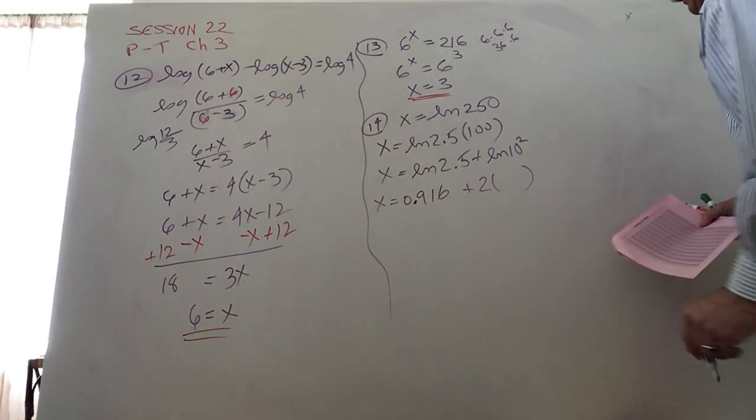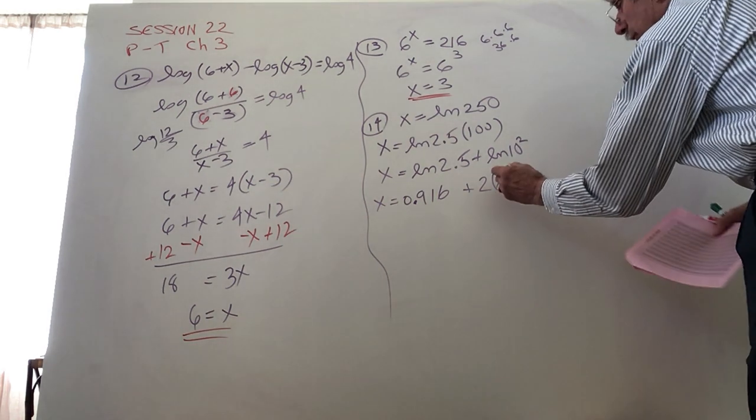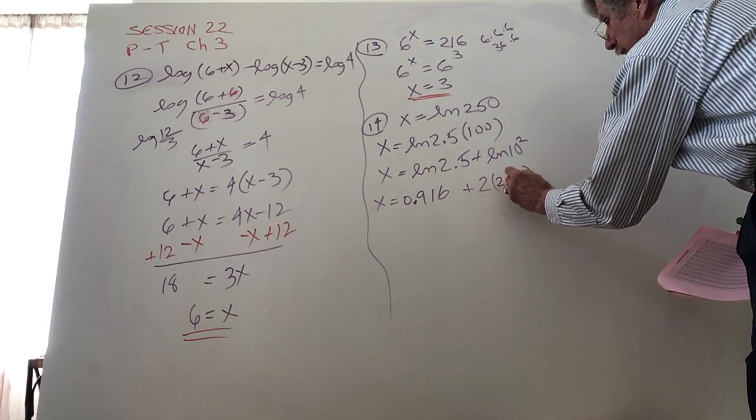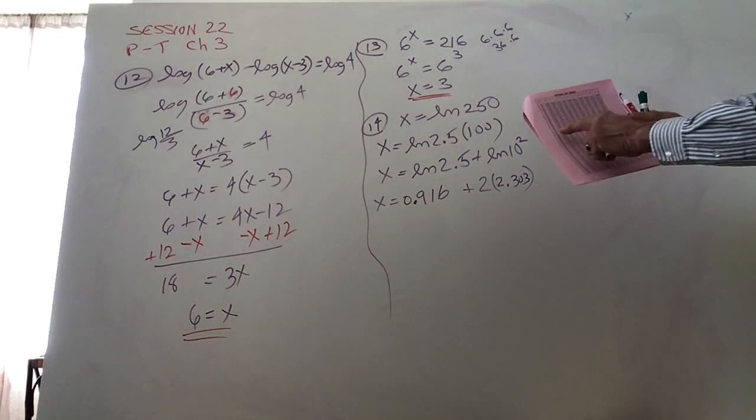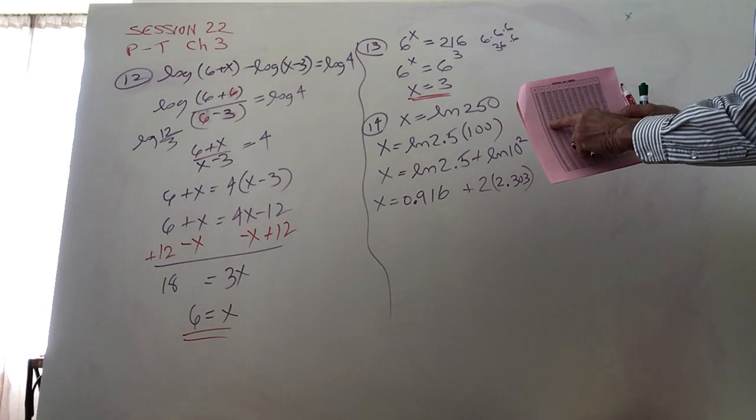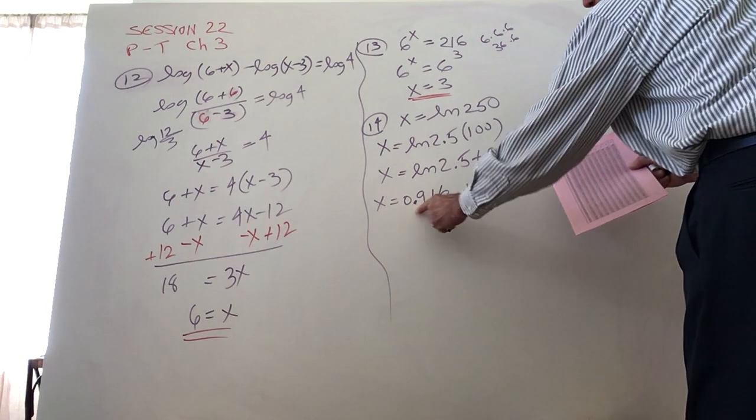And then how about natural log of 10? I think I know it is 2.303. I'm going to check that in a minute though. 2.303. Let's go back and check that. Natural log of 2.5, 2.5 right here, 0.916.